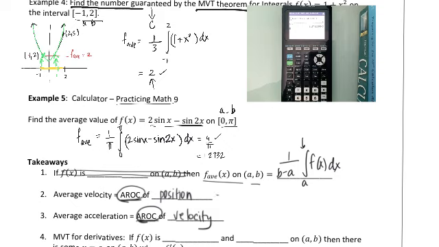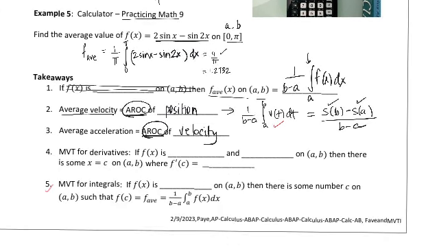In terms of equations, we're saying average velocity is 1 over b minus a integral from a to b of the velocity. This is equal to s of b minus s of a over b minus a. So if you're given a position function and you're finding average velocity, you're doing the average rate of change. If you're given a velocity function and you're finding average velocity, then you're doing the average value integral. Okay, mean value theorem for integrals, that's number 5 is what we learned today.